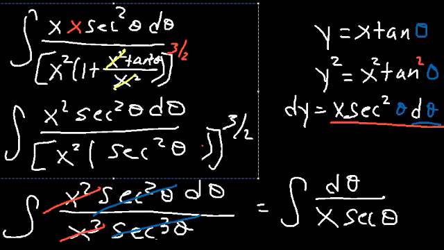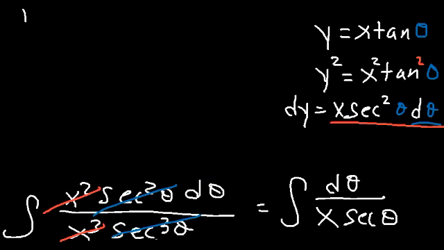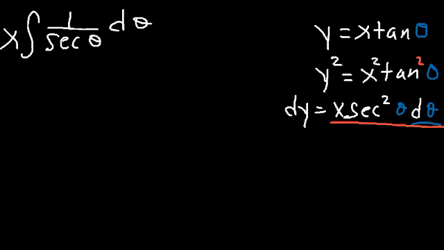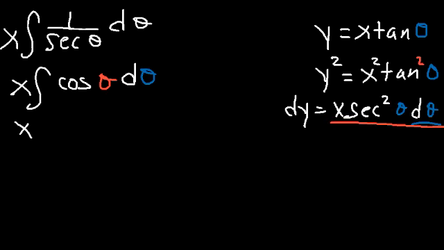Now x is a constant, so let's move it to the front. So this is going to be x, and then 1 over secant theta d theta. Secant theta is 1 divided by cosine. So 1 over secant is cosine. So we have cosine theta d theta. So what is the antiderivative of cosine? The antiderivative of cosine is sine. Now don't forget, we need to evaluate it from negative a to b, but not yet.